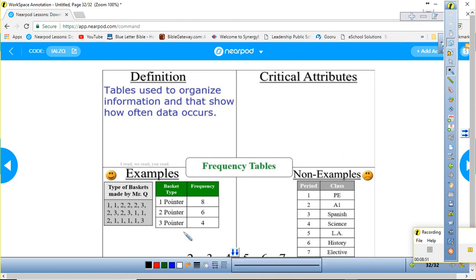Mia. Hashtag how often. Yep, that's a good one, because this tells how often. Another one. Mia. Hashtag, bam, frequency tables.